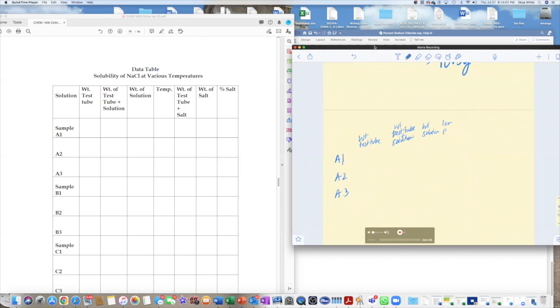Let's see. This is weight, temp, test. Oh, this is temperature. Oh, okay. This is just temperature. And then weight of test tube plus salt. And then weight of salt, and then percent salt.